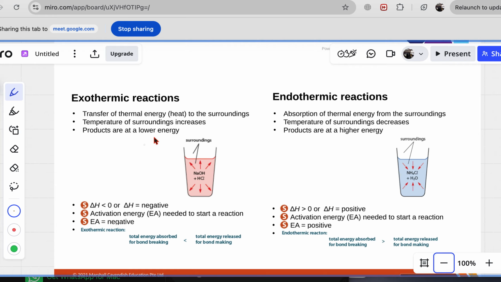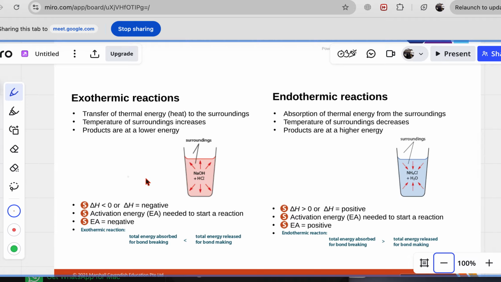The products are at a lower energy. We're going to show that when we do the energy diagram. The products are at a lower energy because we're giving energy to the surrounding. Energy is given out, so the products are at a lower energy. So the energy change is negative for an exothermic reaction.